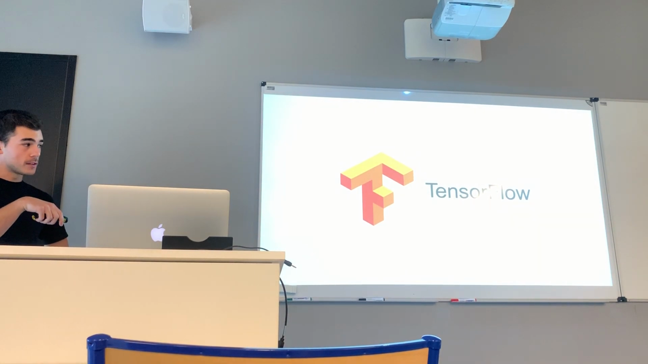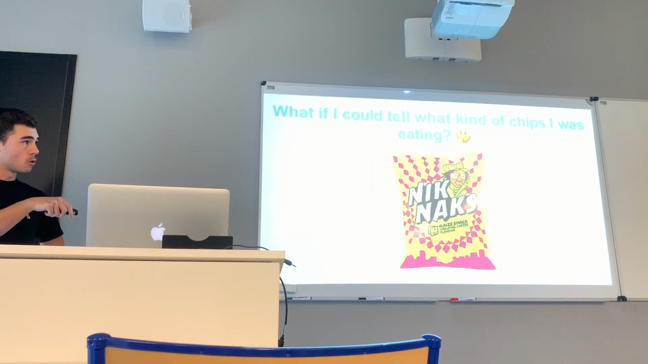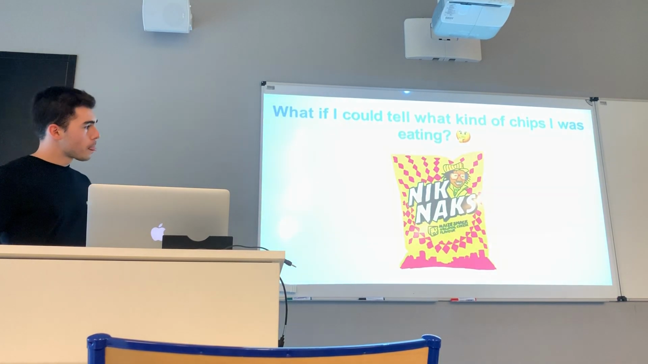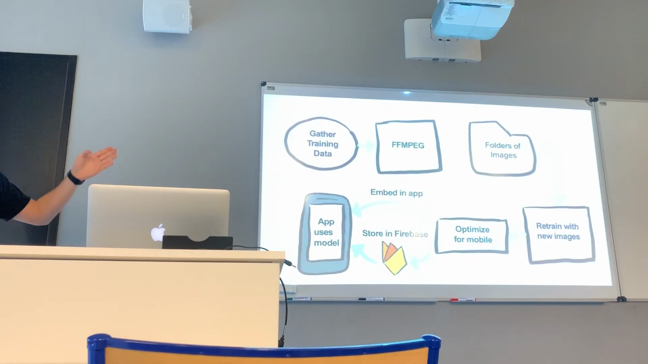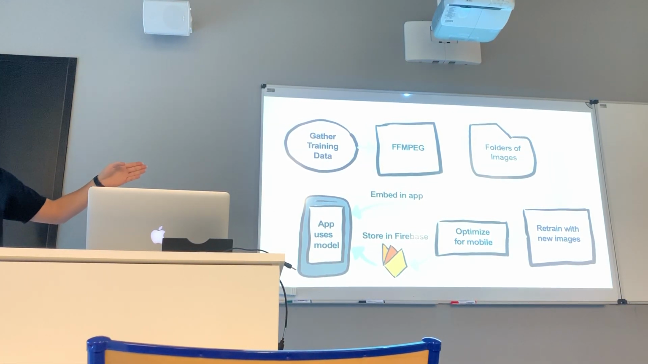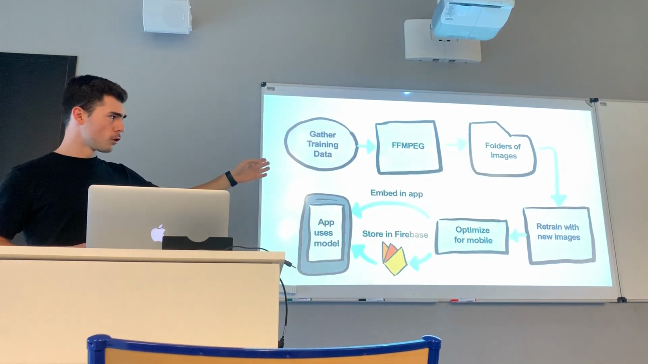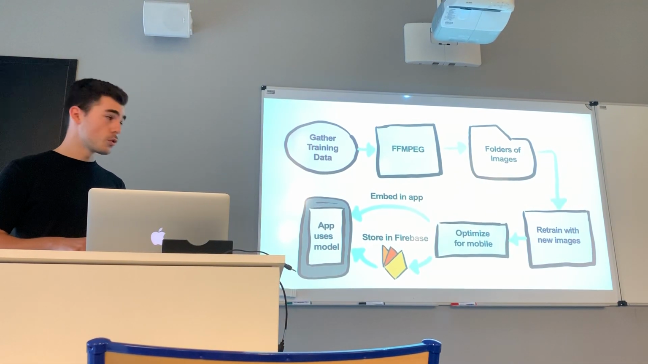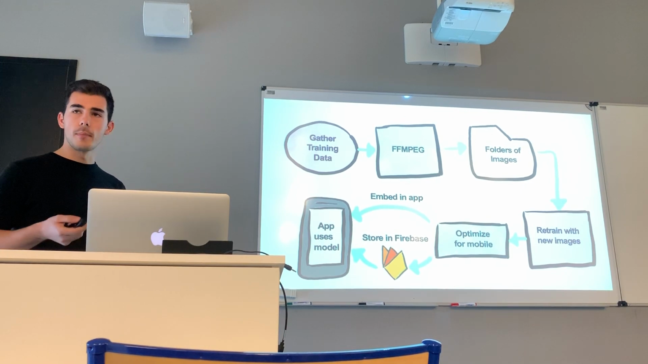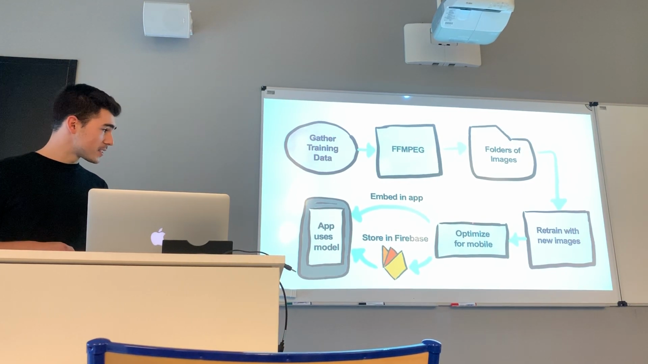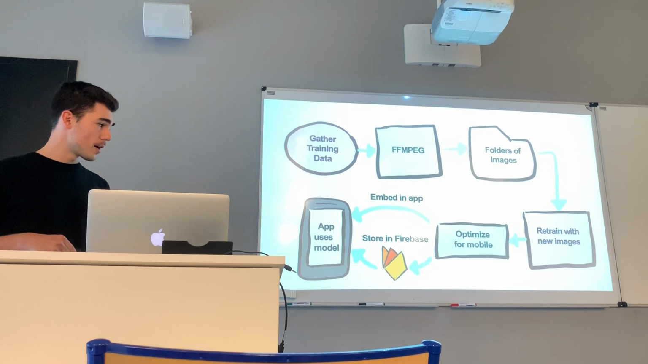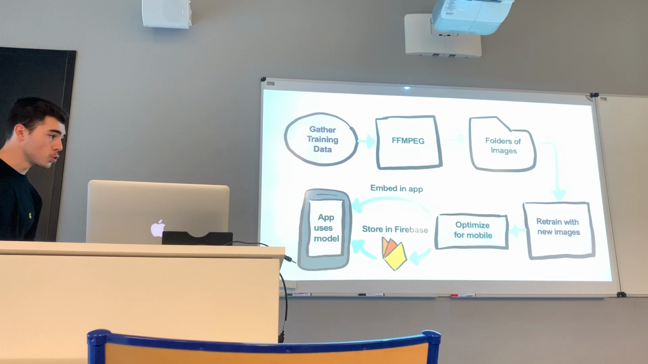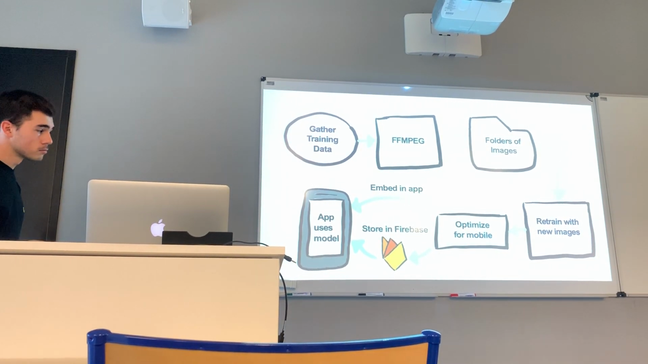And so if my question is, I would like to know what kind of chips I was eating in this case. So the process in TensorFlow is this: I take some training data, I put them in this library that is just a folder of images. In the folder of images processed, I retrain it with some new images, I optimize it for a mobile app, and I embed this in the app, and it's even stored in Firebase, whether I'm using TensorFlow or Firebase. Of course, when you go to use the app, the app uses your model.